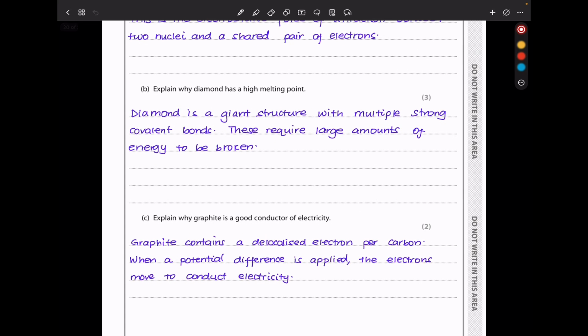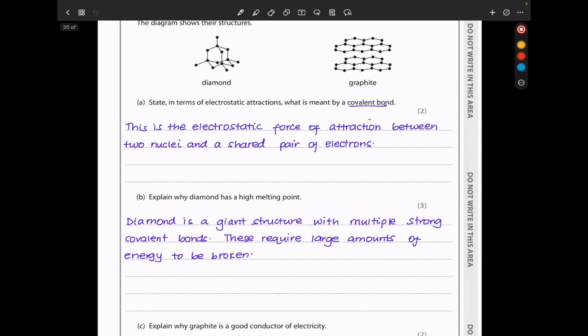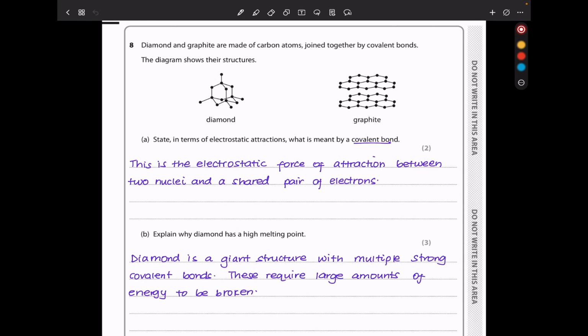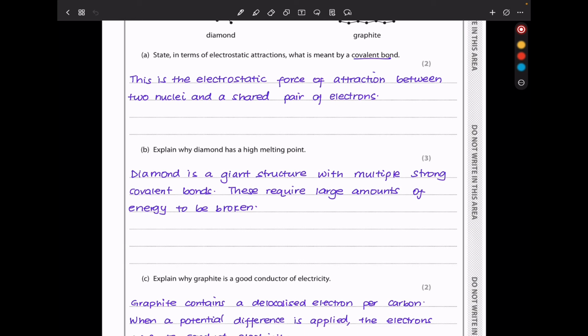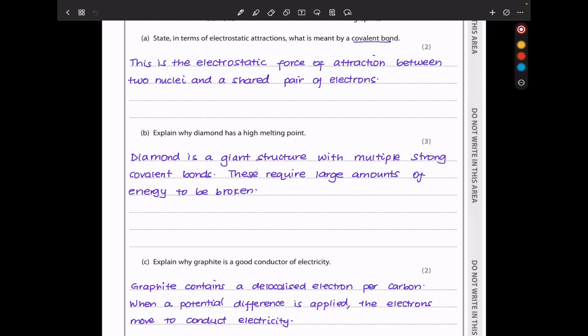And in part B, explain why diamond has a high melting point. If I take you back to the structure of diamond, we can see each carbon atom is connected to 4 other carbon atoms, creating a structure which has so many covalent bonds. So those covalent bonds are harder to break and they will require a lot of energy for them to be broken. So I say diamond is a giant structure with multiple strong covalent bonds, and these require large amounts of energy to be broken, so its melting point is going to be higher.